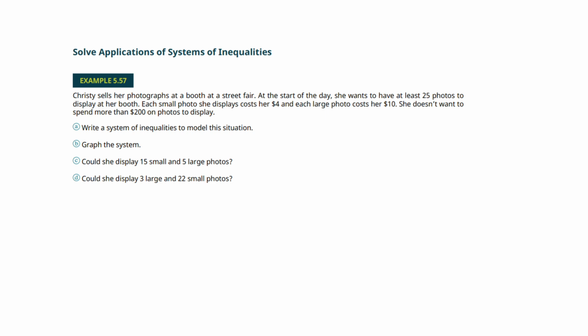So what we're going to do is we need to make two different equations. So she's got small photos and she's got large. So I'm going to make my dictionary over here: small photos and large photos. Now we need to make two equations out of this, so maybe I should say the number of small photos, the number of large. So she's going to add these up. So if I had the total number, she wants to have at least 25 photos to display at her booth.